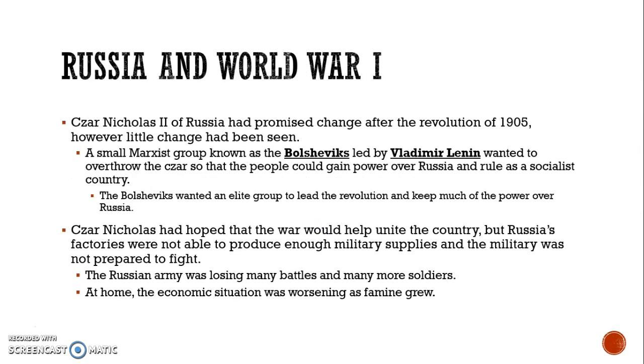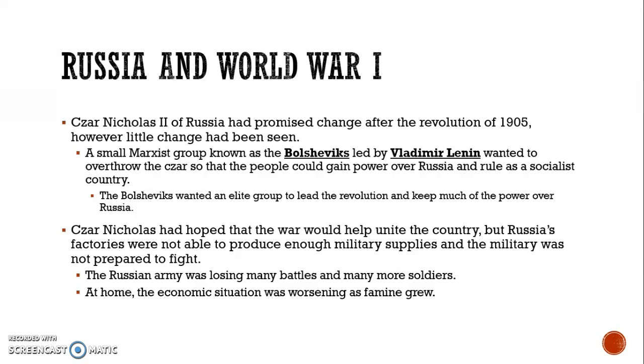Tsar Nicholas II of Russia had promised change after the Revolution of 1905, kind of the turning point where all these other revolutions were happening. But there was little change ever seen. A small Marxist group known as the Bolsheviks, led by Vladimir Lenin, wanted to overthrow the Tsar and believed that the people should be the ones to gain power over Russia, and Lenin wanted to install a socialist government. The Bolsheviks, however, didn't want just the people to rule. They wanted an elite group to lead the revolution and then keep the power over Russia.